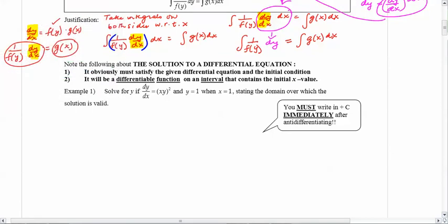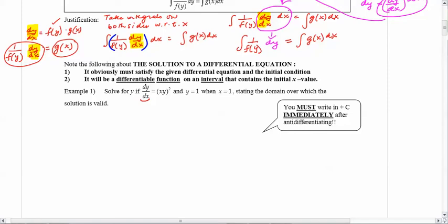Before we do that, though, a couple of little points about the solution to a differential equation. Obviously, it must satisfy the equation and the initial condition. In other words, if I were to differentiate the y that I get, it should give me what I started with. And the answer will be a differentiable function. Why does it have to be a differentiable function? Because I start with dy/dx. It exists, so there is a derivative. And the domain that I give will be an interval that contains the initial x value.